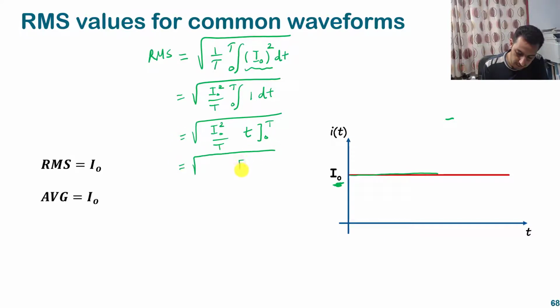Again, this will be T minus 0, which is T, okay? I naught square divided by T. That T will go with that T, and it will be just I naught. And yes, we are right.